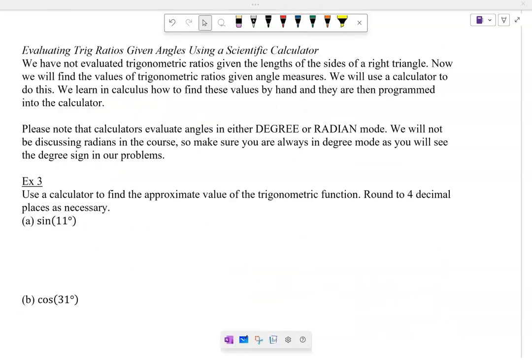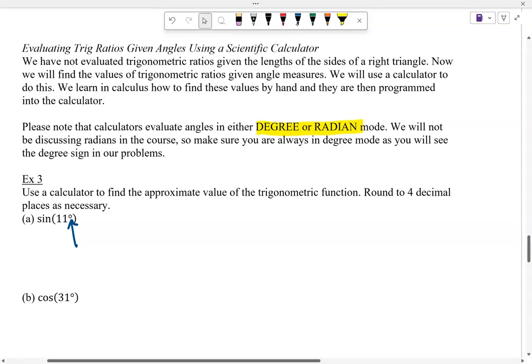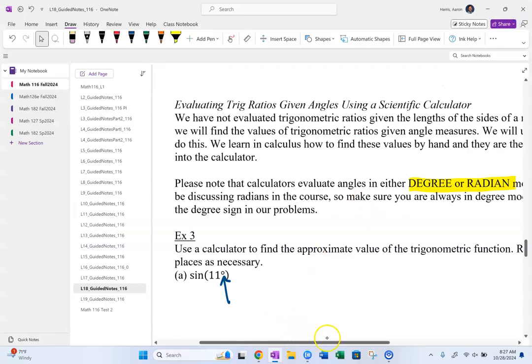We'll note here evaluating trig ratios given angles using a scientific calculator, you guys. We're going to use a calculator to do this. In calculus, you can find these by hand, and then they're just used to program the calculators that we benefit from. But I want you to note that your calculators can evaluate these angles in degrees or radians. We're only going to be doing this with degrees. You notice the little degree sign right there, sine of 11 degrees. So make sure you're in degree mode on your calculator, and then let's pull up our Desmos.com scientific calculator and punch in sine of 11 degrees.